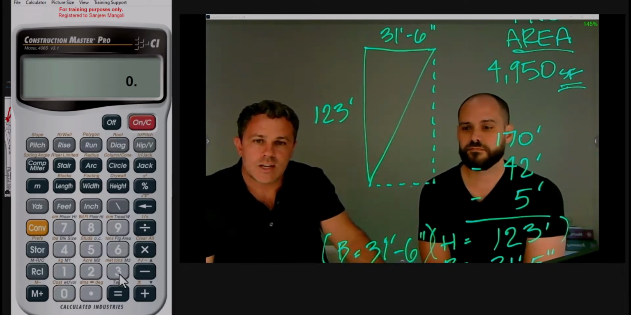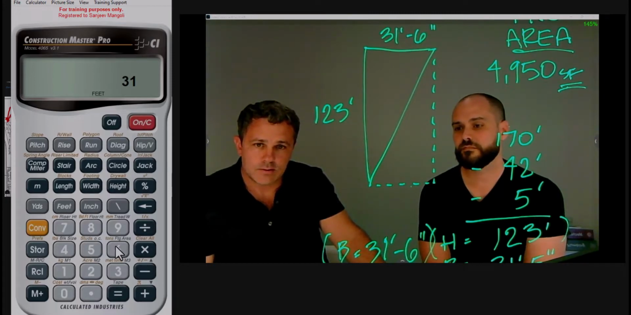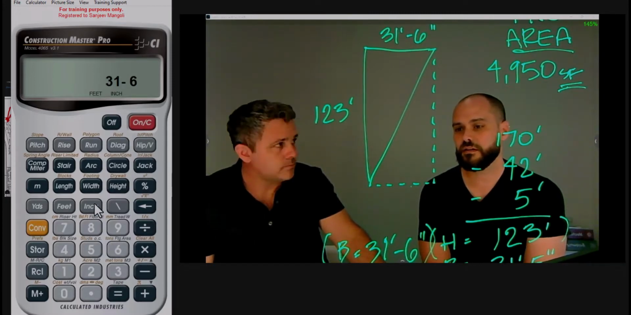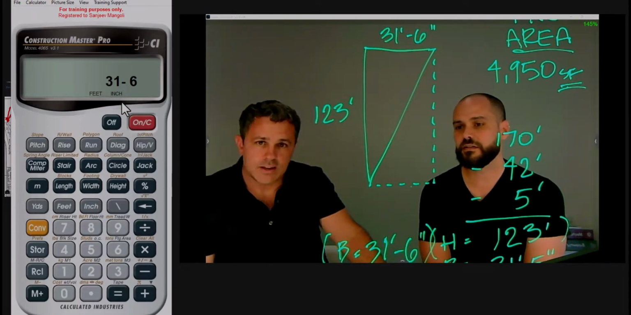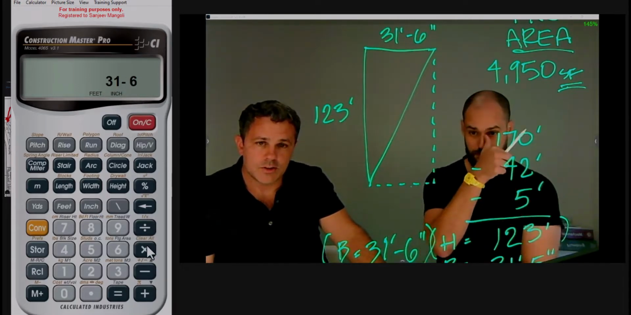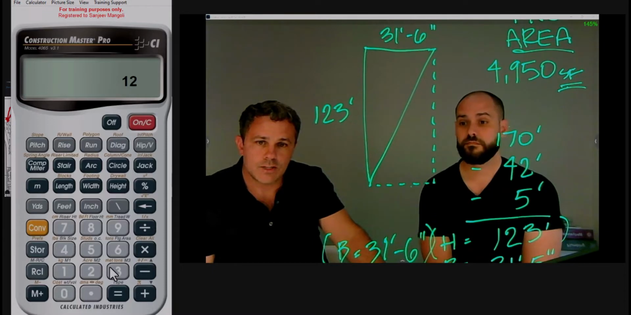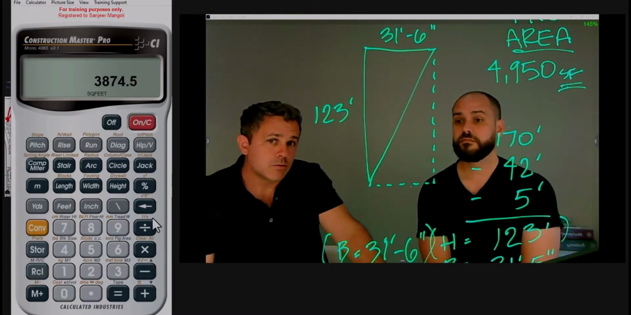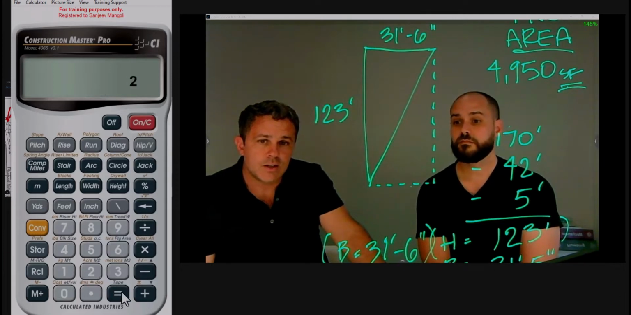So we'll take 31 feet. You have to enter it the way you would say it. 6 inches. Don't forget the feet and inches on there. You have to have the dimensions, or the units of measure. Times 123 feet equals, so that would be the area of a rectangle, right? But now we got to divide this in half. Divided by 2.